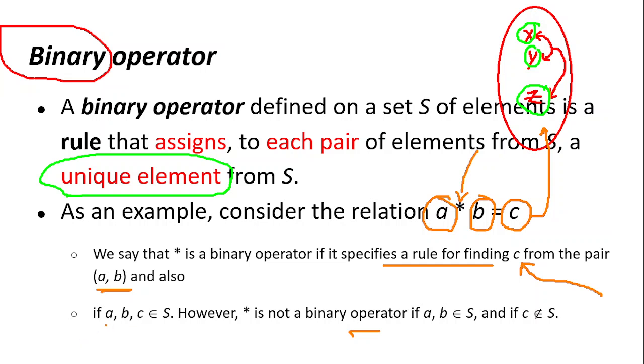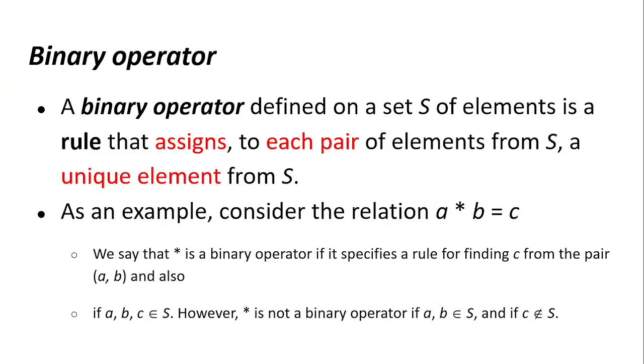What is important is all of them must belong to the same set. Suppose you have A, B, C, and if you apply a binary operator star, and A, B belong to this set, but the C that you obtained does not belong to this set, so C is obtained somewhere else, then it is not a binary operator.